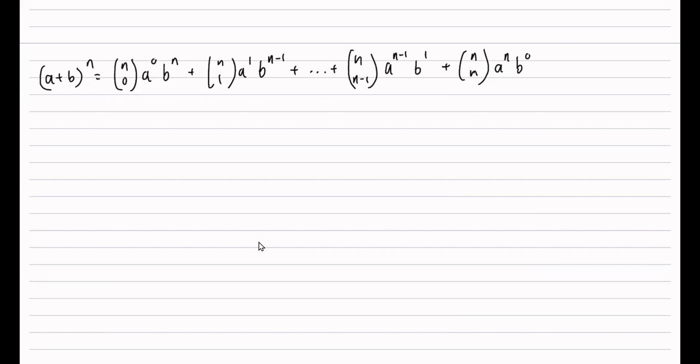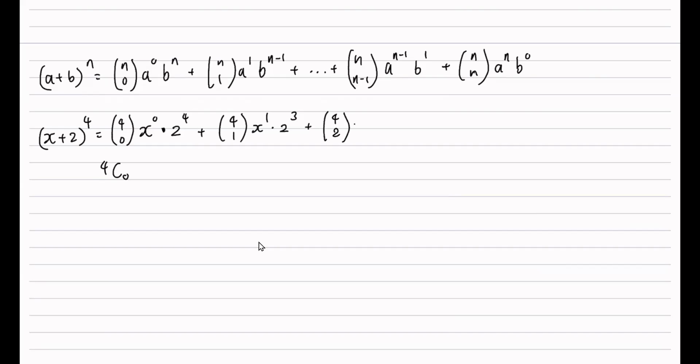Let's say we have x plus 2 to the power of 4. How to expand? It will simply be 4 choose 0, times x to the power of 0, times 2 to the power of 4, plus 4 choose 1 times x power 1 times 2 power 3, plus 4 choose 2 times x power 2 times 2 to the power of 2. And just continue all the way.